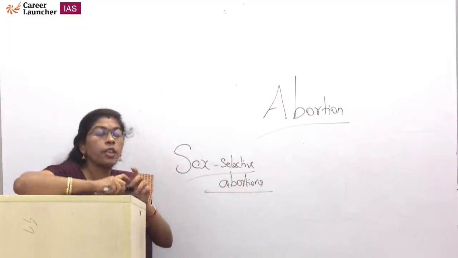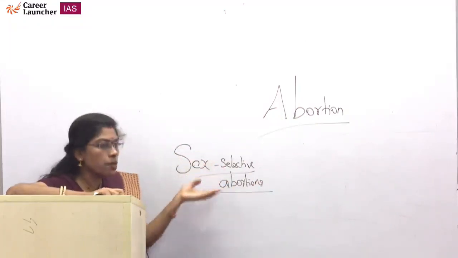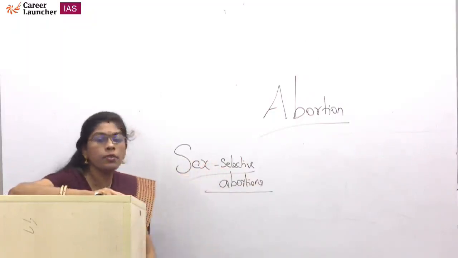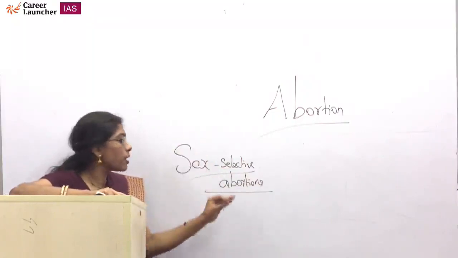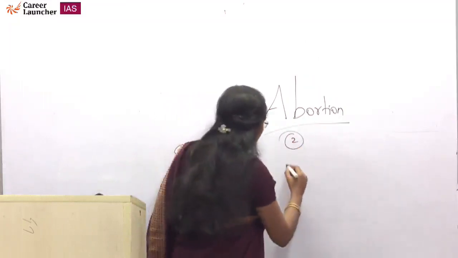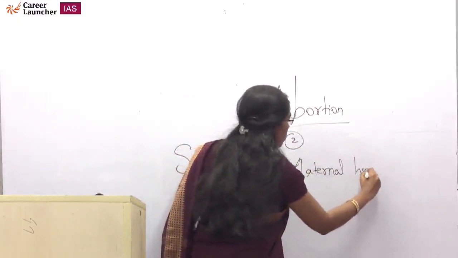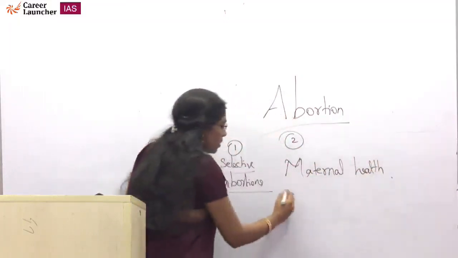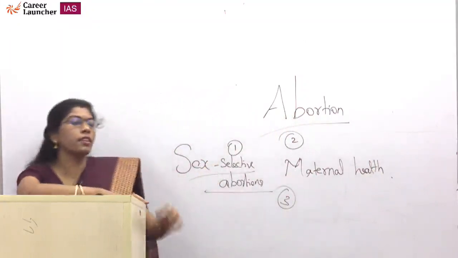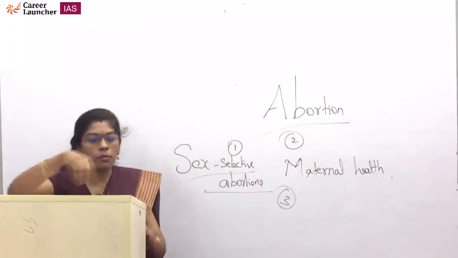That you will be learning in your society part. In your governance part also, a lot of schemes have been introduced in order to avoid these types of abortions. So first we are talking only about sex selective abortions. Second, we speak about maternal health, because adolescent girls are undergoing abortions. Third, we are leaving out one important angle through which abortion has to be discussed, that is repeatedly induced abortions. What is the meaning of this?